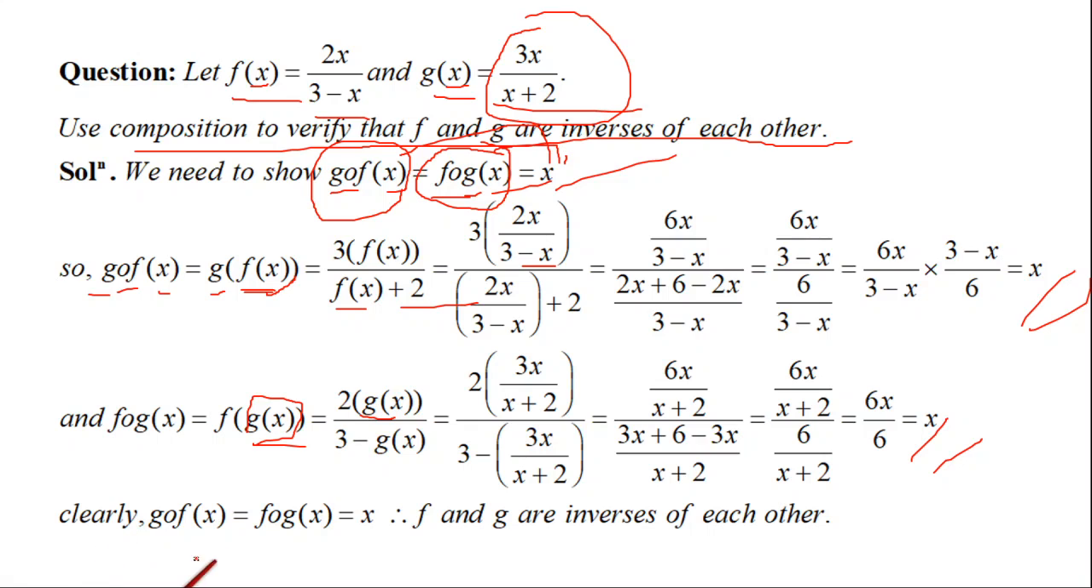So thus we were able to show that f composite g of x is equal to g composite f of x, equal to x, and therefore f and g are inverses of each other.